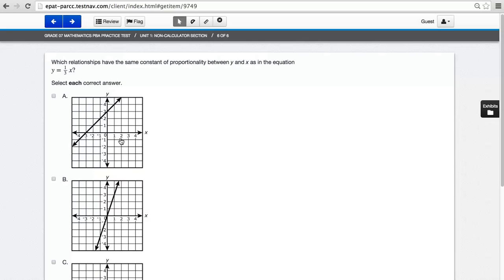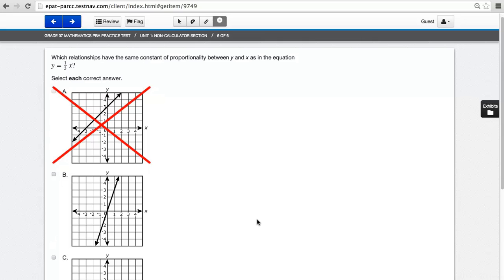Let's take a look at this first graph. It does not pass through the origin, and the y-intercept is supposed to be at 0, 0. So it cannot be this. I'm going to use the answer eliminator and just cross this out right now. For answer choice B, it does pass through the origin, but the slope is up 3 over 1 as opposed to being up 1 over 3, so I'm going to cross that out.